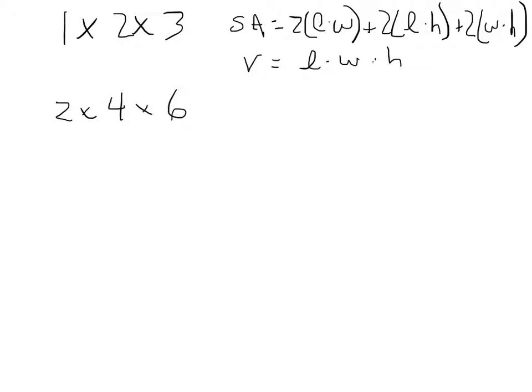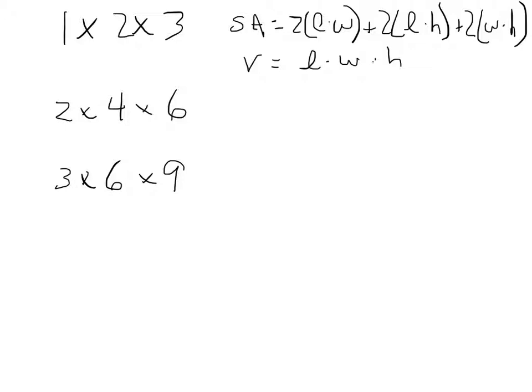The next column down says a scale factor of 3. So 3 times 1 would be 3, 3 times 2 would be 6, and 3 times 3 would be 9. Again, we'll use those new dimensions and plug them into the surface area formula and the volume formula. Now, once you've done this for the 1, 2, and 3, I think you'll be able to figure out the scale factor for 4 and also for 0.5 or 1/2.